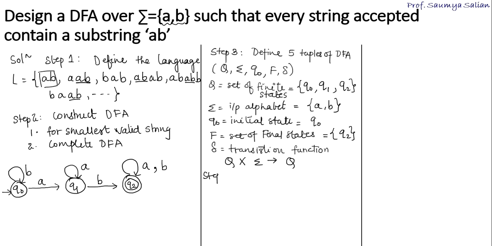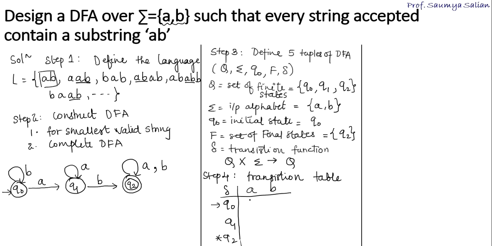Step 4 is to construct your state transition table. So here let's begin. I have inputs A and B and this is my delta. States are Q0, Q1 and Q2, which is final, and Q0 is initial state.